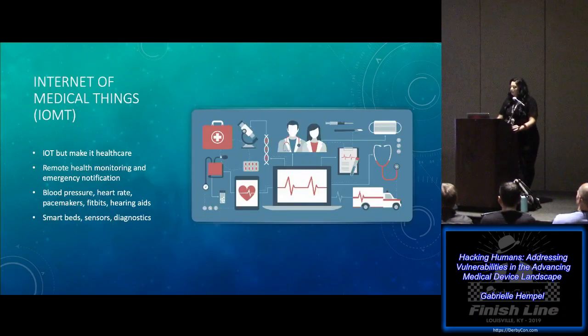All right, so now let's talk the Internet of Medical Things. It's basically IoT, but make it healthcare. Internet of Medical Things is a connected system of medical devices and apps that collect medical data that is then provided to information systems through networks. A lot of times, these devices enable remote health monitoring and emergency notification, and can range from heart rate monitors and internal defibrillator implants, aka items used directly on a person, or smart beds and diagnostic machines, which are items used to aid a patient's care.